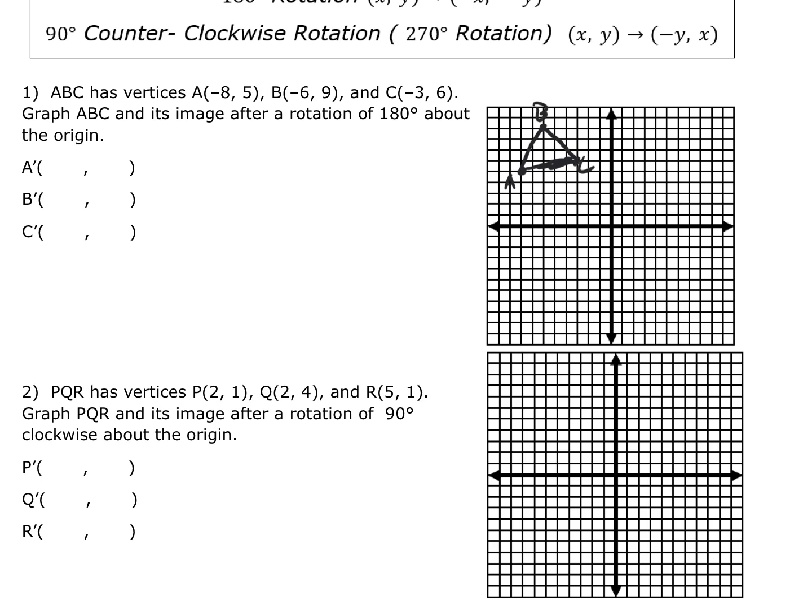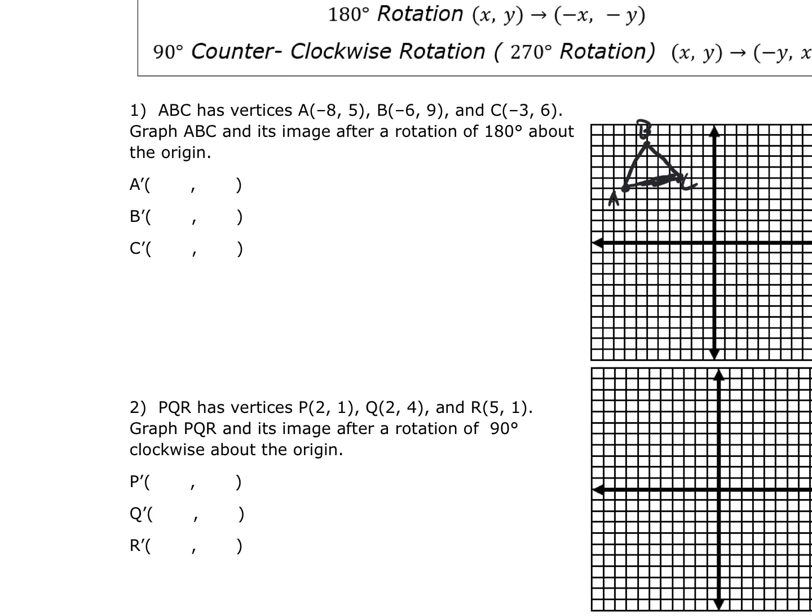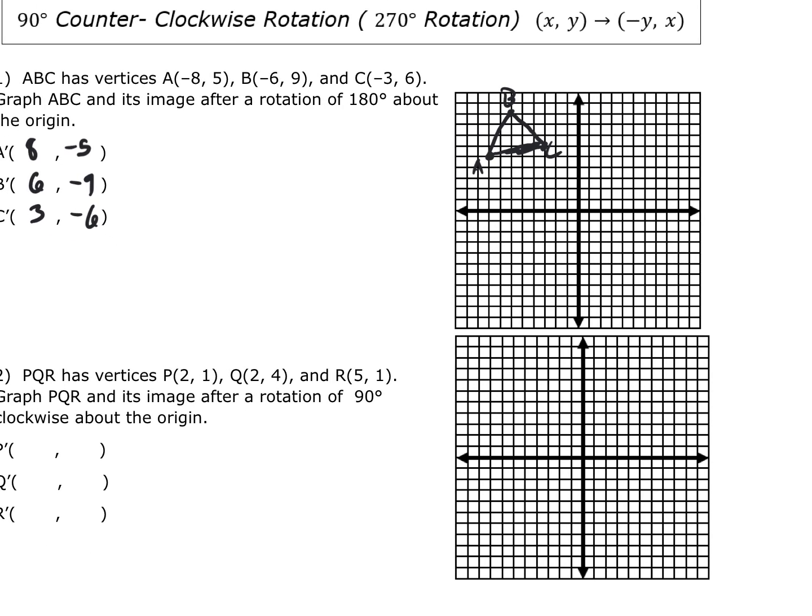Okay. So, since we are rotating this 180 degrees, our x and our y are going to stay the same. We're just going to change the signs of both of them. So, A was at negative 8, 5, so that means A prime is going to be at positive 8, negative 5. B is at negative 6, 9, so that means that B prime is going to be at positive 6, negative 9. C is at negative 3, 6, so that means that C prime is going to be at positive 3, negative 6. So now we can place those points.